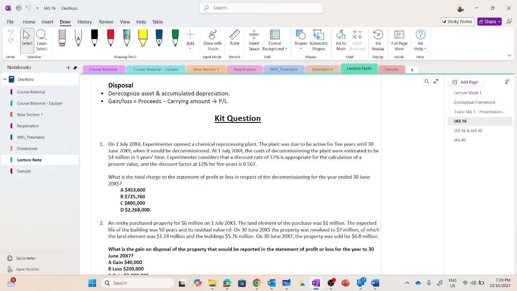Now look at the requirement. What is the total charge to the statement of profit and loss? As at the 30th of June 20x5, we are going to unwind the liability. We would unwind the liability from 30th June 20x5 to 30th June 20x9, but the question only limits us to 30th of June 20x5. So we are only going to unwind this particular liability for just a year.